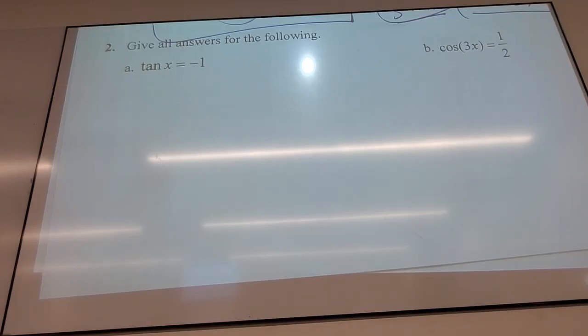Solve for 3x. You just told me 3x could be pi over 3. If 3x was pi over 3, this is cosine of pi over 3, which is 1 half. So 3x could be pi over 3. Then you can do the plus or minus thing, the 2 pi k, because now I want all answers. So you can write down 3x equals pi over 3 plus or minus 2 pi k.